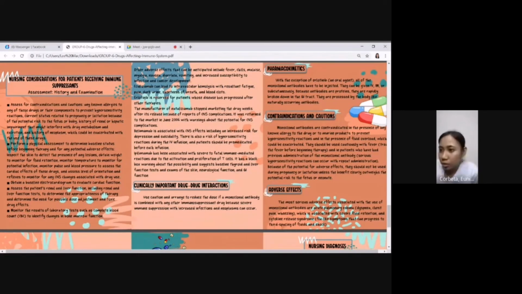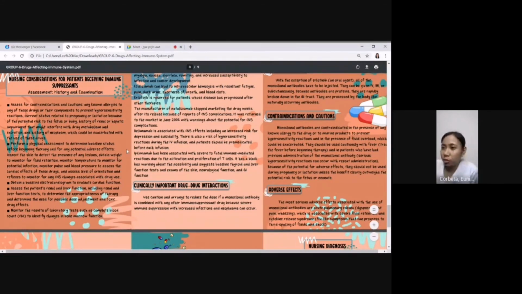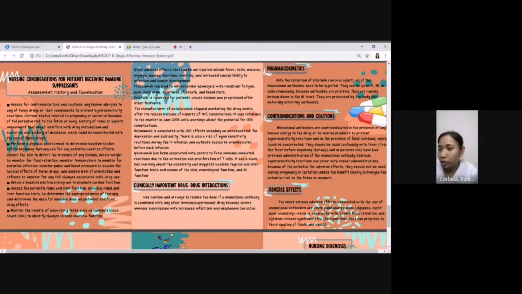So next are the nursing considerations for patients receiving immune suppressants. First, assess for contraindications and cautions. Second, perform a physical assessment to determine baseline status before beginning therapy and for any potential adverse effects. Next, obtain a baseline electrocardiogram to evaluate cardiac function. Assess the patient's renal and liver function, including renal and liver function tests, to determine the appropriateness of therapy. And lastly, monitor the results of laboratory tests.